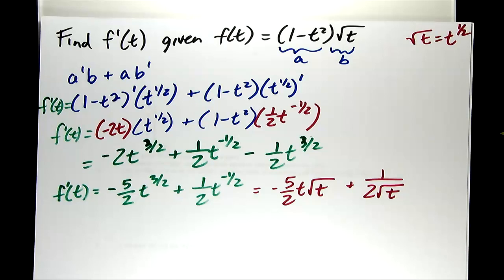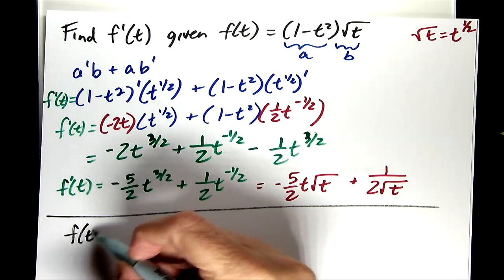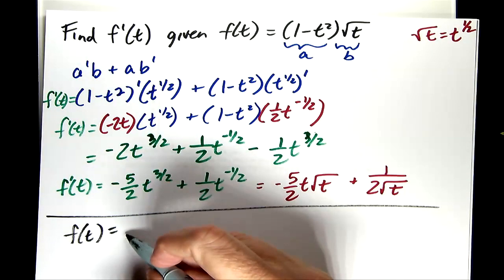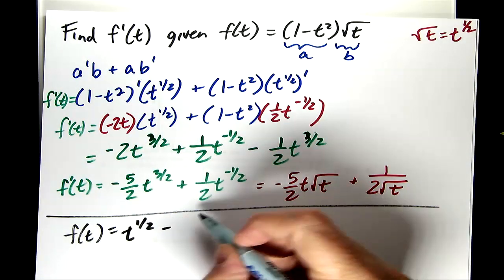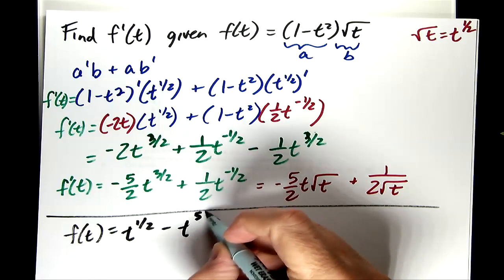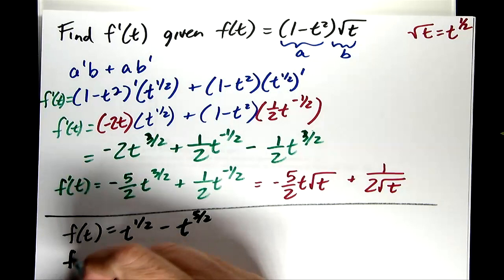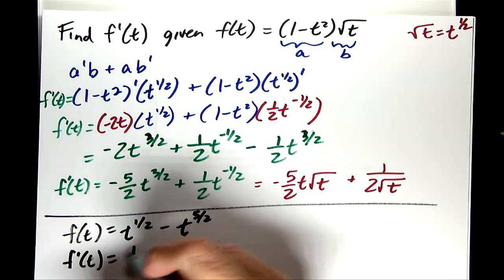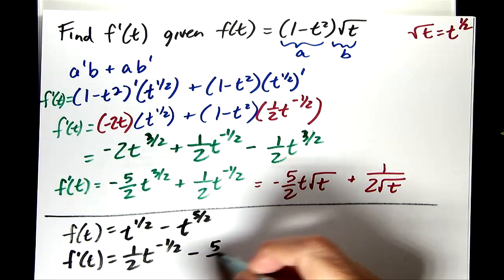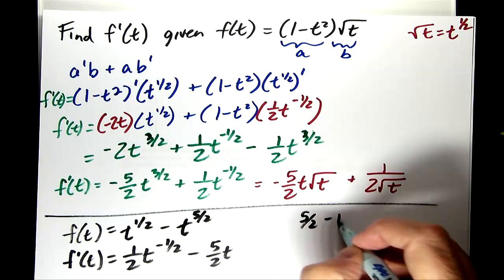Yeah, there's an easy way of doing this. Just like we said with the last one, just multiply it out. I've got t to the 1/2 minus t to the 3/2 or 5/2. And so if I do the derivative there, I just bring the power down and lower it by a power. 5/2 minus 1 is 3/2.